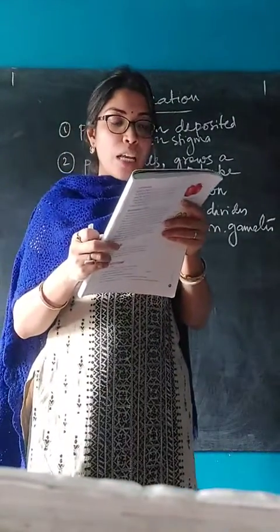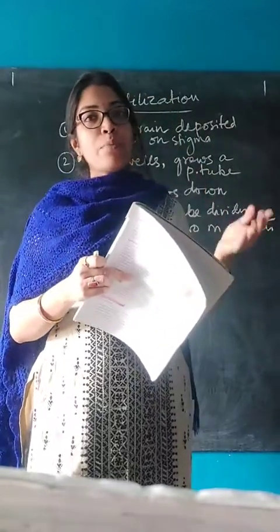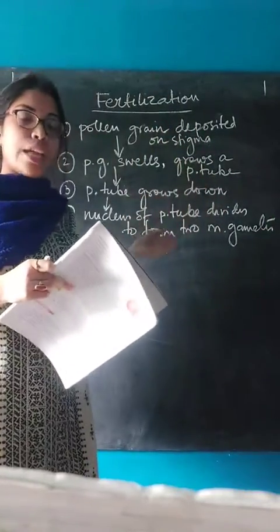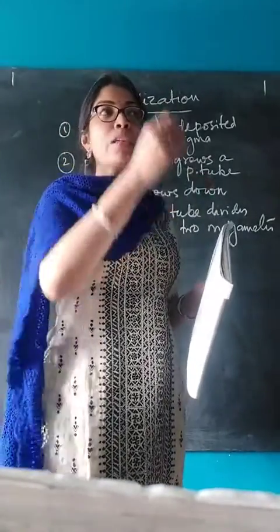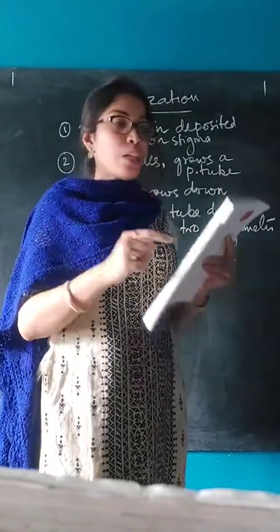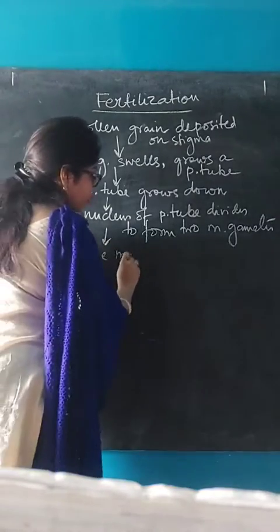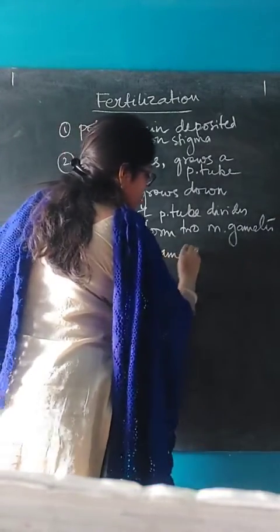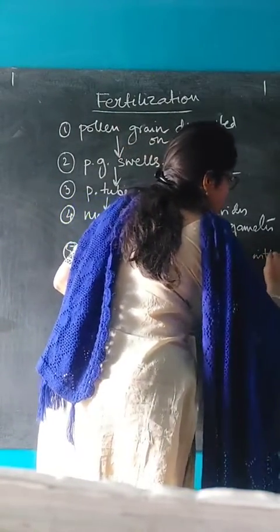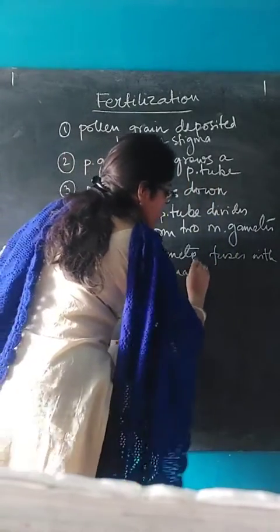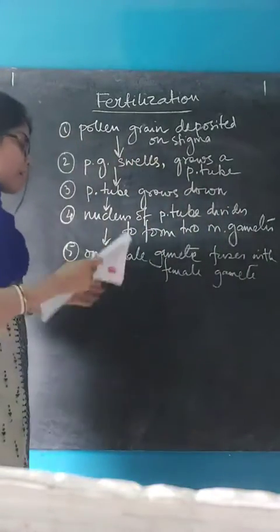A male gamete travels down the pollen tube and fuses with the egg cell inside the ovule. So, as we have seen previously also, when I had drawn the diagram, one male gamete out of the two male gametes that are formed moves downward to meet the female gamete and to fuse with it. Okay, one male gamete fuses with the female gamete.